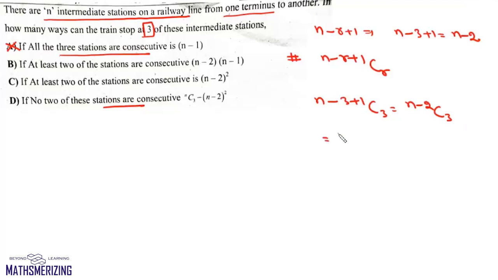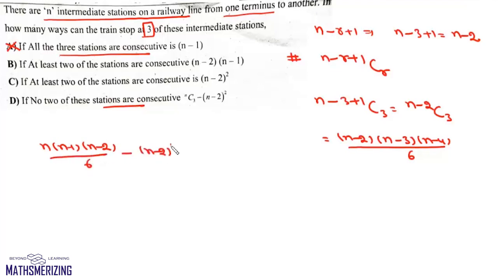Now n-2 C3 is (n-2)(n-3)(n-4) divided by 6. Now if we look at this nC3 minus (n-2)^2, it will be n(n-1)(n-2)/6 minus (n-2)^2. We can take this n-2 common. It will be (n-2)[n(n-1) minus 6(n-2)] upon 6.